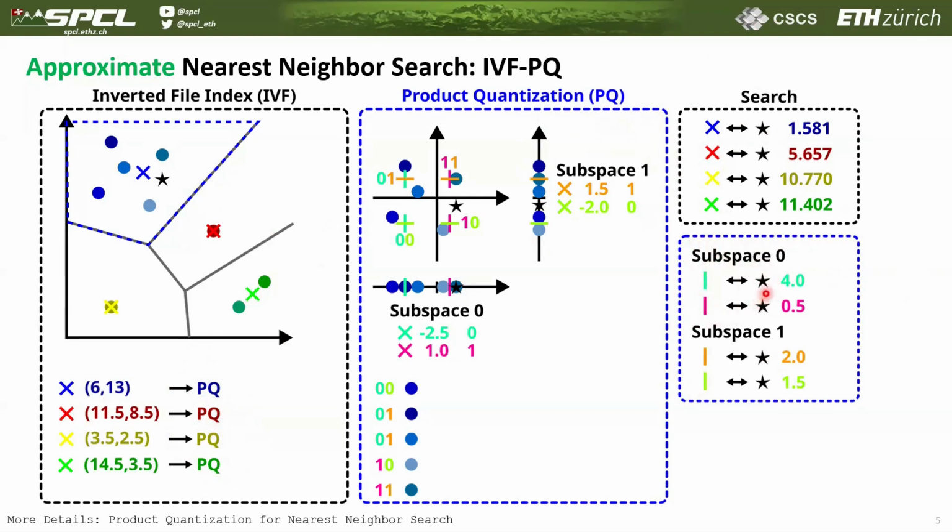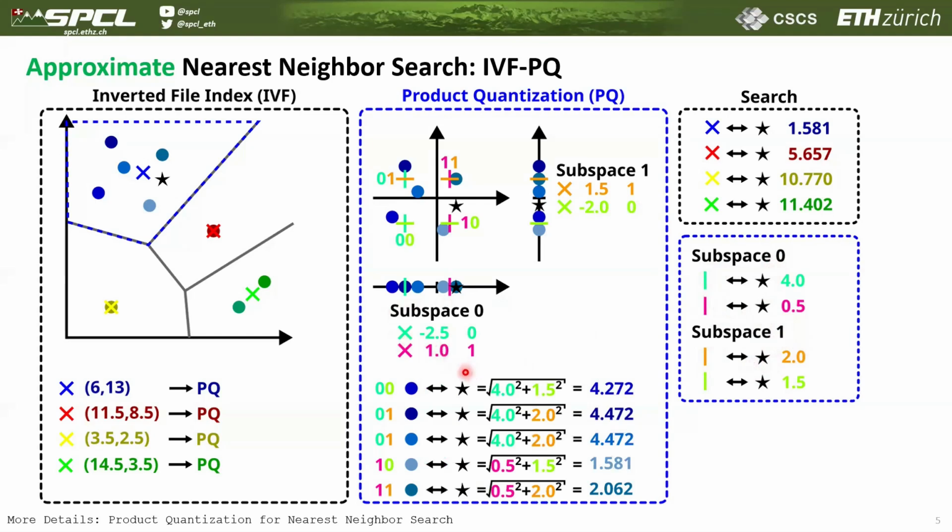So we have the distance in subspace 0 between the query point and centroid 0 and 1. And for subspace 1, we also have the distance between the query point and centroid 0 and 1. What we do now is we can approximate the distance between the query point and our data points by taking the pre-computed distances in this lookup table, adding them up, and then taking the square root. So in this example, we would select those 3 points as our approximate nearest neighbors.